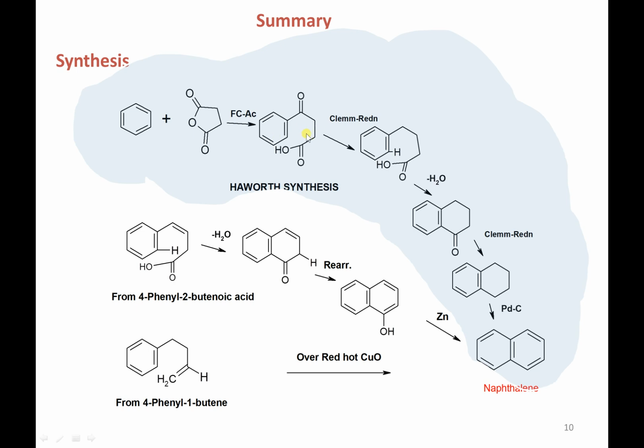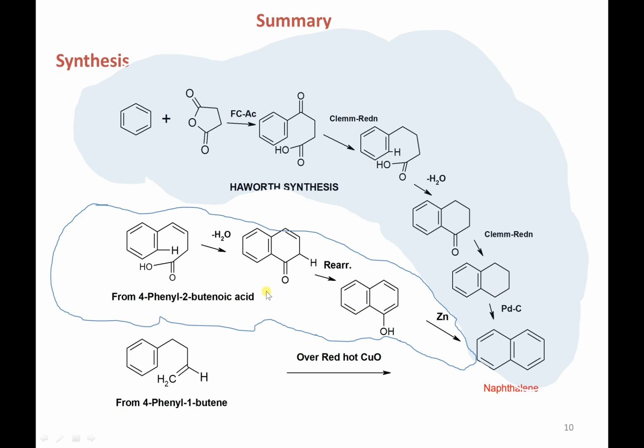So you get the corresponding acid, and this is under Clemmensen reduction. This carbon is reduced, and then this is dehydrated. H2O is gone, so you get this tetralone. Tetralone is again under Clemmensen reduction, so this is gone, and then you oxidize it. The second synthesis is again simply dehydration, rearrangement to alpha naphthol, and heating it strongly with zinc dust, you get this. And this is simply the vapor of 4-phenyl 1-butene over red hot cupric oxide, you can say cuprous oxide, sorry, you get naphthalene.